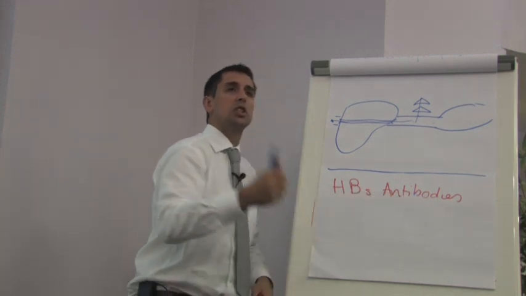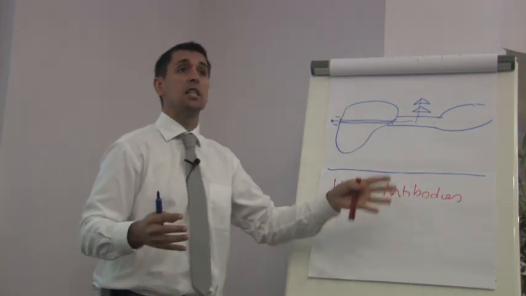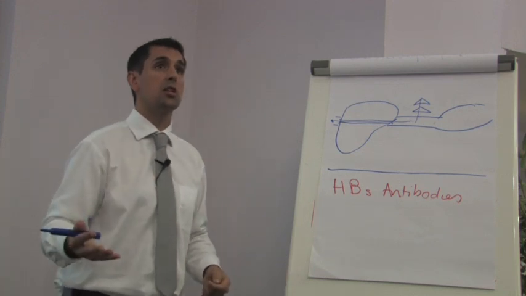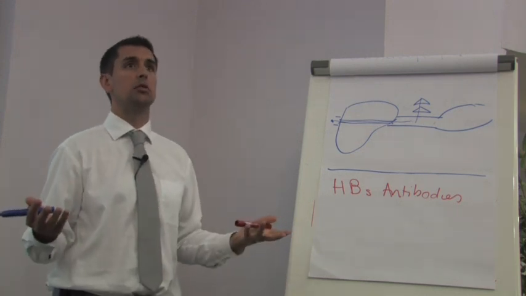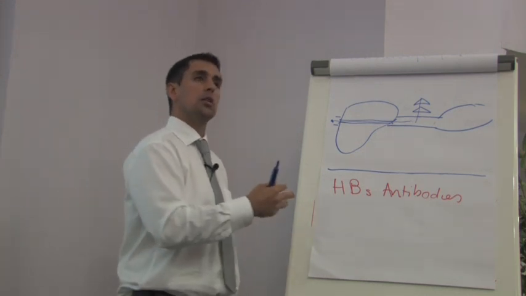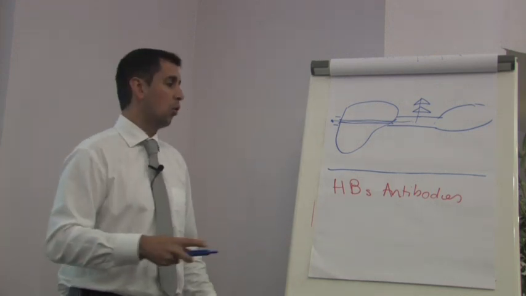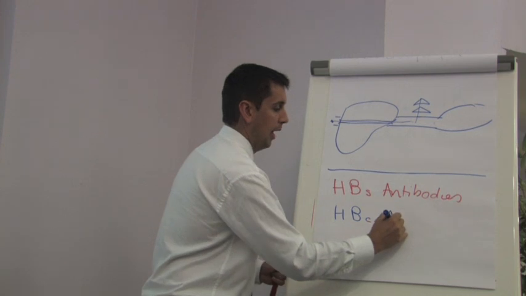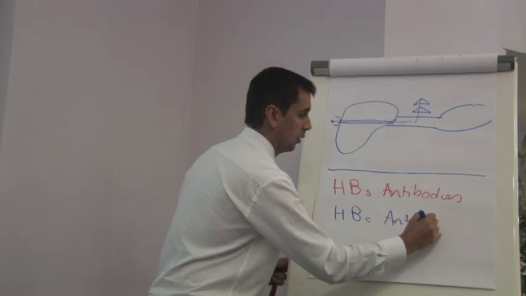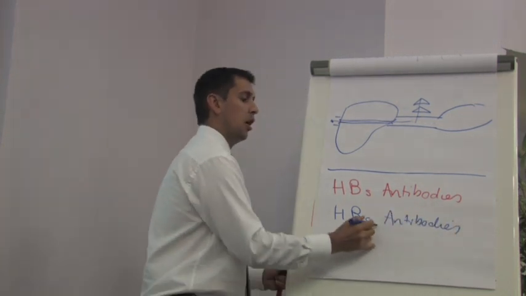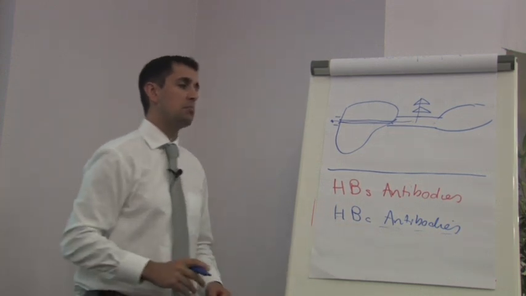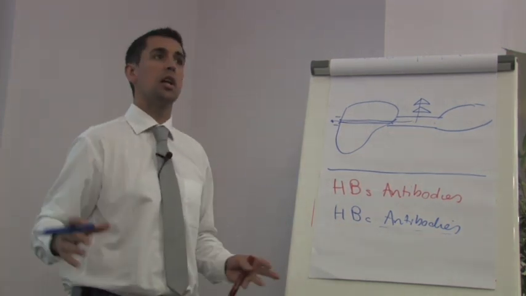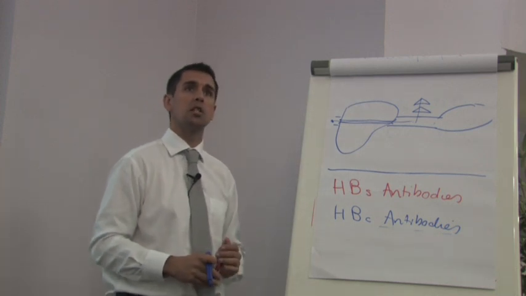So you can't tell just from hepatitis B surface antibodies whether you've been inoculated or you've just had hepatitis B before, seroconverted, and now you've cured yourself. The way that you tell is you look for hepatitis B core antibodies. The only way that you can get hepatitis B core antibodies is if you've been infected before. So none of you should have hepatitis B core antibodies.